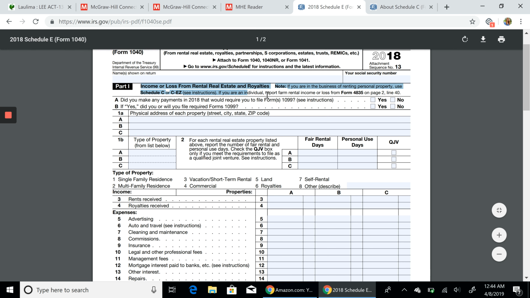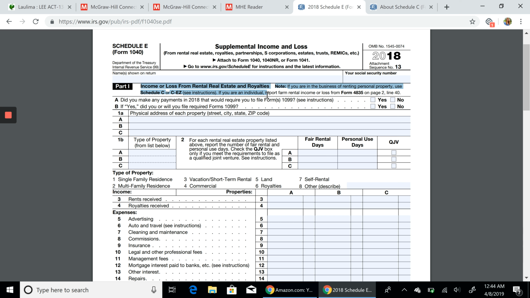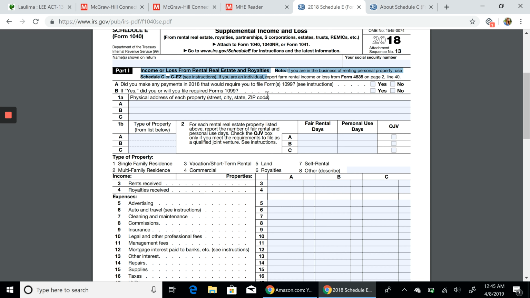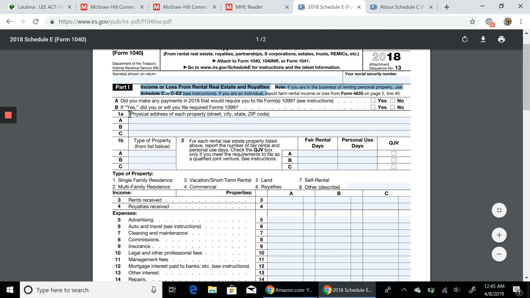So here in part one, you can see income or loss from rental real estate and royalties. So essentially, rental income, as the book describes it, is when you're renting real estate, office buildings, rental houses, condominiums, or townhouses and vacation homes. Taxpayers report gross income, rents received, and then ordinary and necessary expenses are deducted from that amount. The net income, so then you have your expenses down here. This is essentially, part one is where you list the property.